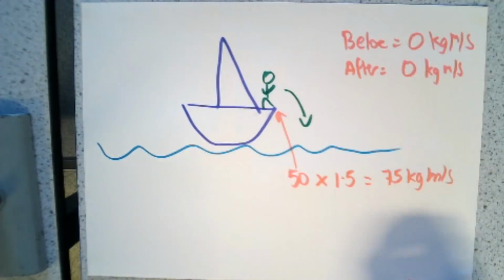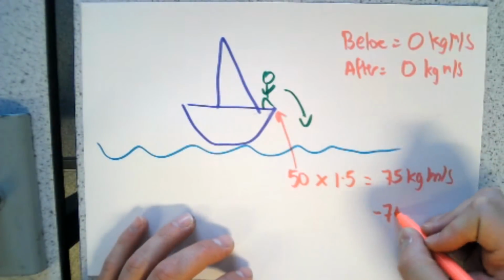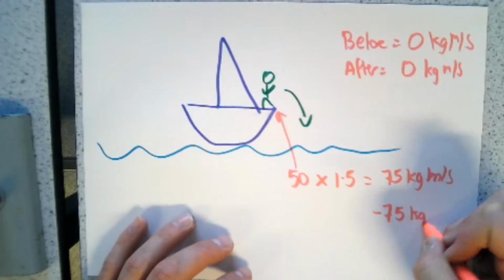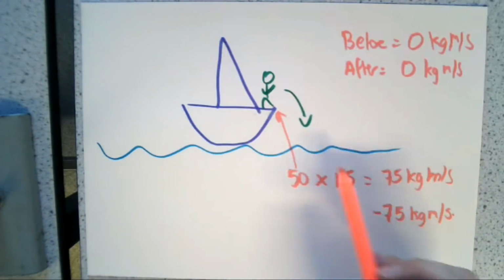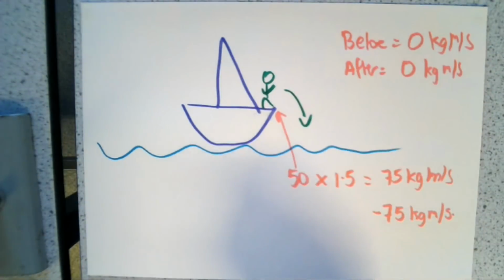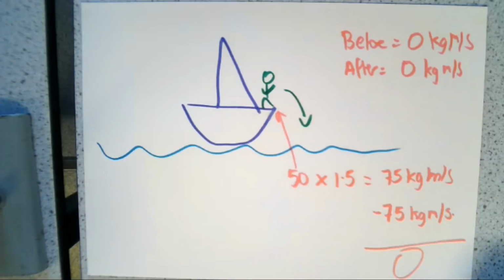So that must mean if that person's got positive momentum, because they're jumping out, the total momentum needs to be 0. So that must mean that the boat has momentum of minus 75 kilograms meters per second, okay? Because the total momentum before is equal to the total momentum after. So if the person has got 75 kilograms meters a second, to make the total momentum afterwards 0, the boat must have an equal and opposite amount of momentum, which is minus 75, okay?